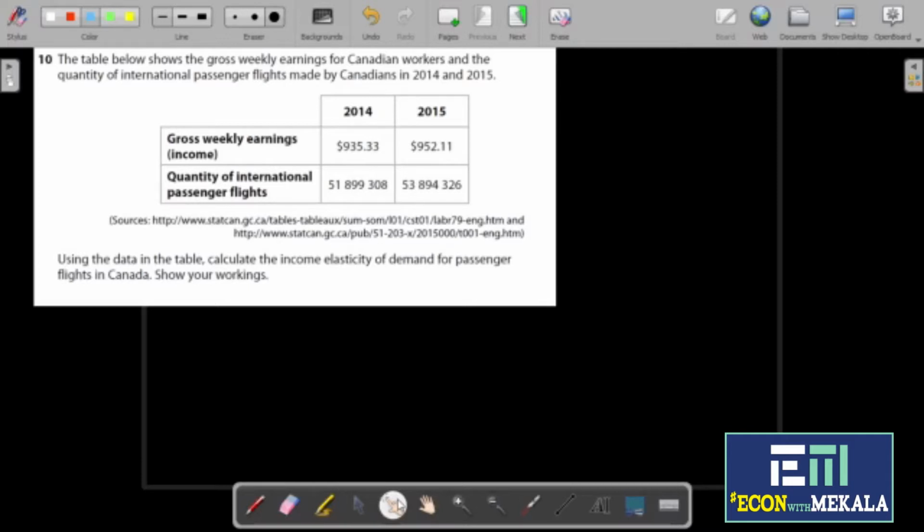this is assessing your quantitative skills. So no theory involved. Look at the question. The table below shows the gross weekly earnings for Canadian workers and the quantity of international passenger flights made by Canadians in 2014 and 2015. Using the data in the table, calculate the income elasticity of demand for passenger flights in Canada, show your workings.